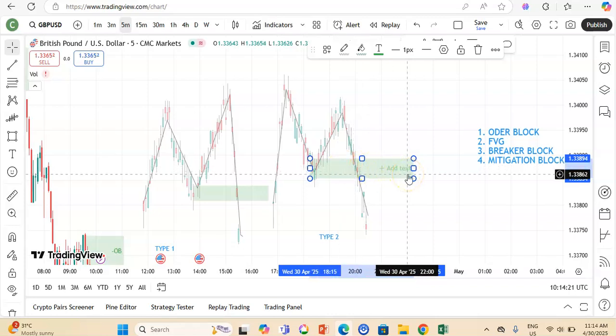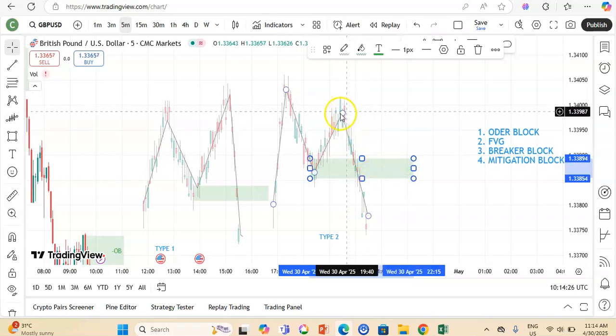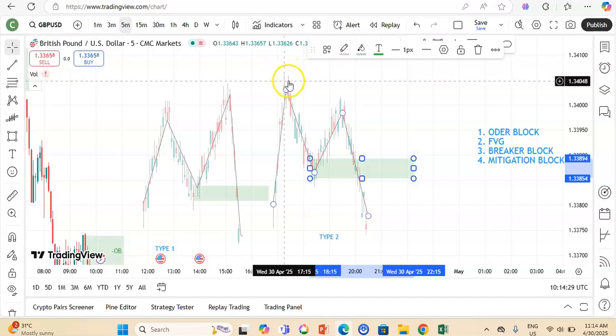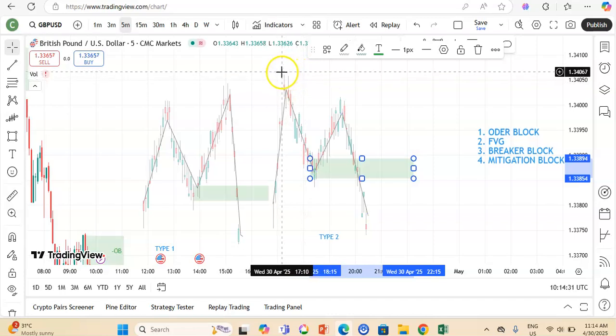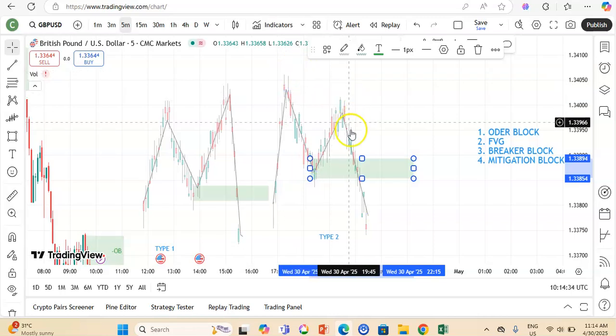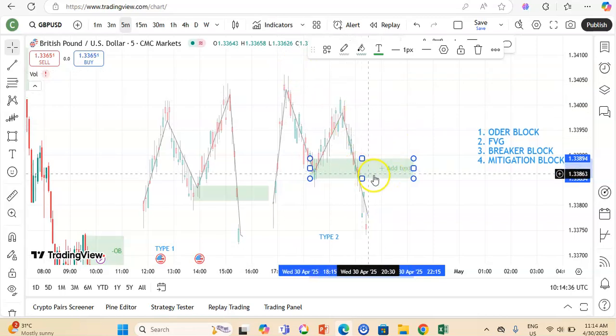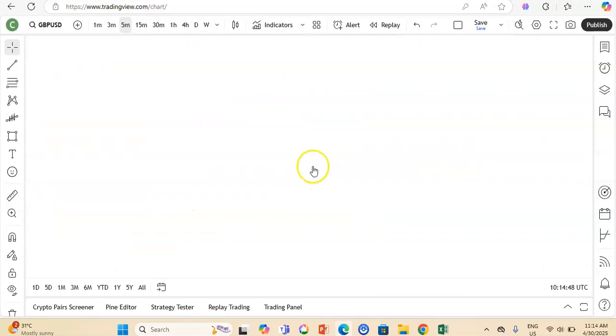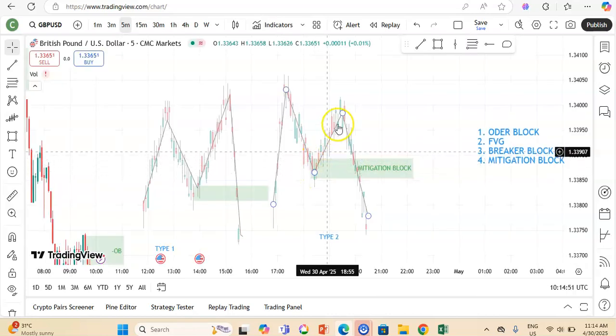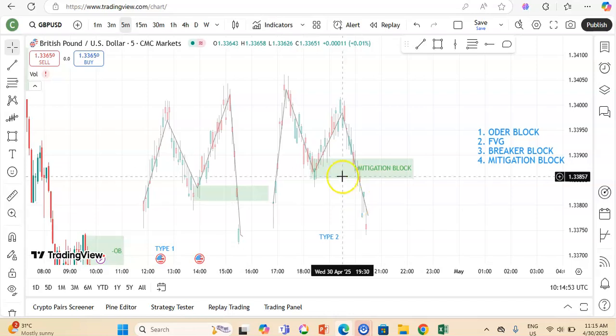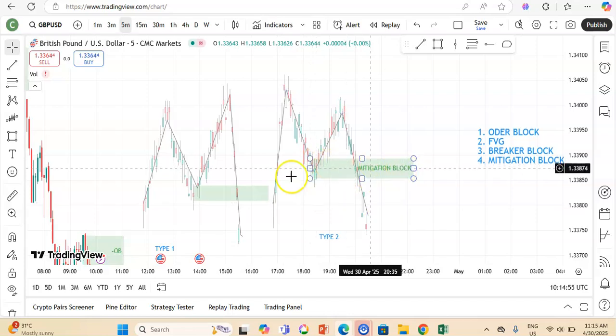Some people also call it a failure swing. Why is it called a failure swing? Because this swing high failed to take out this high. So because of that, it is called a failure swing. So this becomes a what? A mitigation block. Because it has to be the last bearish candle. There's supposed to be like an order block, right? Like, hey, that went up before breaking down. So that last bearish candle becomes a mitigation block.